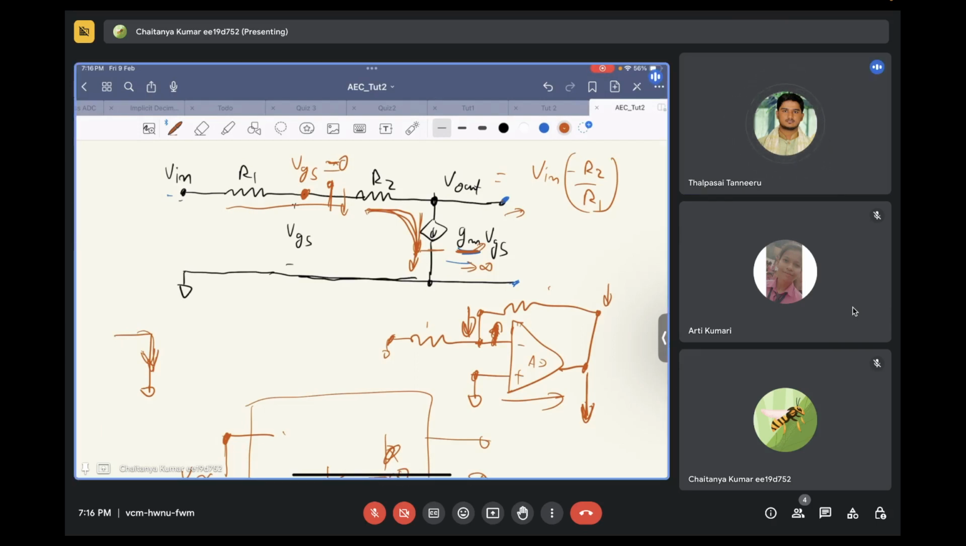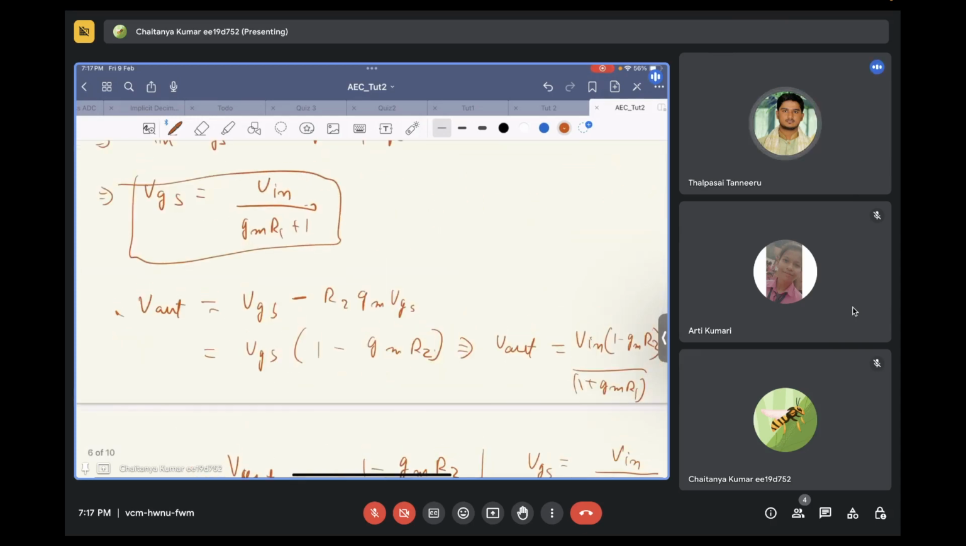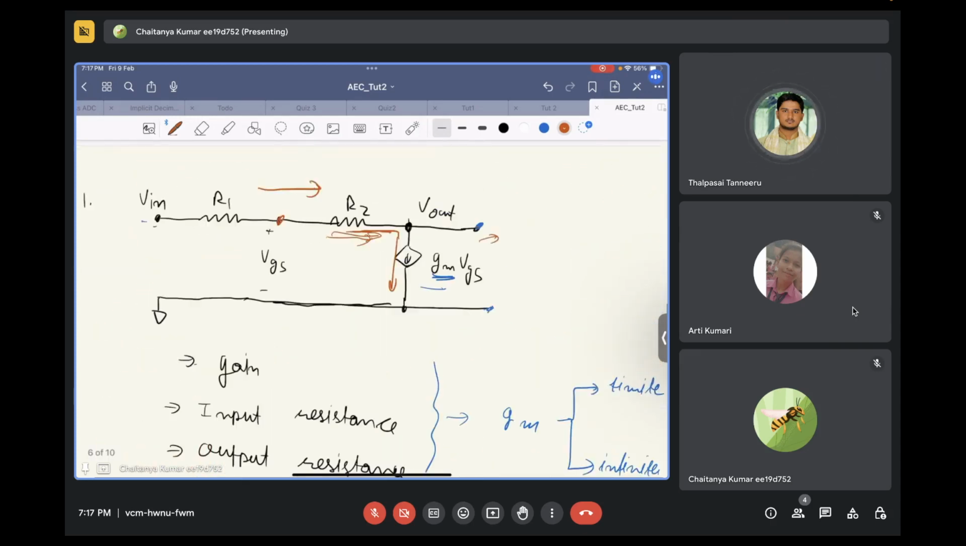Now, what is the input of this controlled source? The current is also VGS only. So, without even doing all this math that we did, if the question was asked, what will be the VGS if gm tends to infinity? All we needed to look at in this question is whether this gm is in negative feedback.